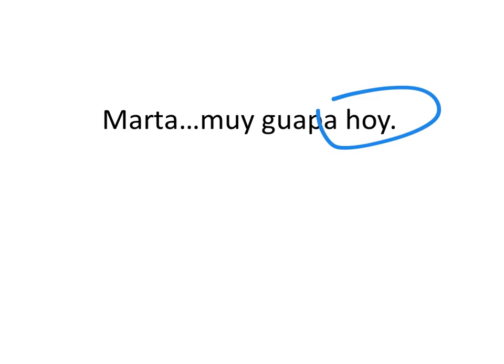And then if we have hoy, ¿cómo se dice hoy? This is actually what I was saying. It was today. So, está. Está guapa hoy. Because normally she doesn't get dressed up, but today she did, so she looks good.